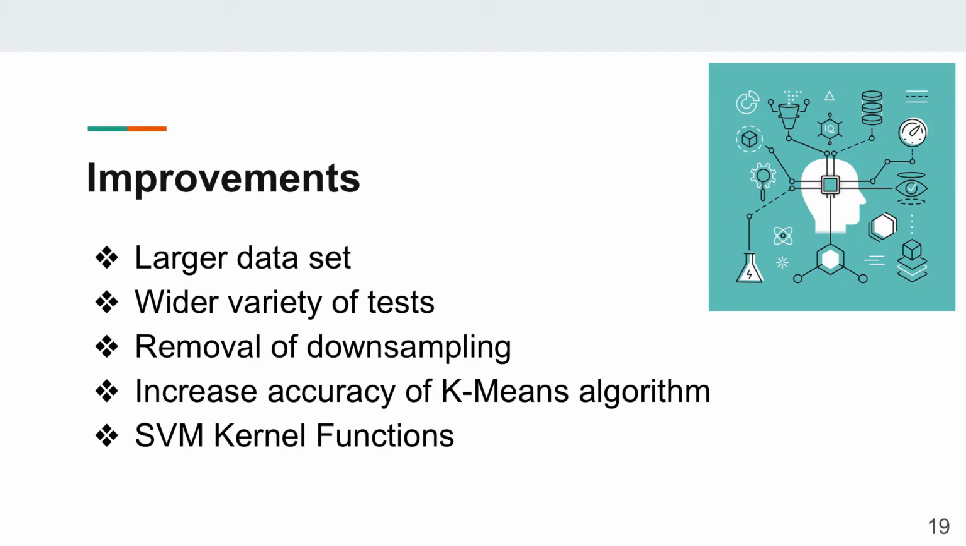the model. We'd also like to increase the accuracy of the k-means algorithm, which is currently being used to separate the hands from the background in every image. Right now, it is operating under the assumption that the hands will always be in the center of the image, but this is clearly not always the case.